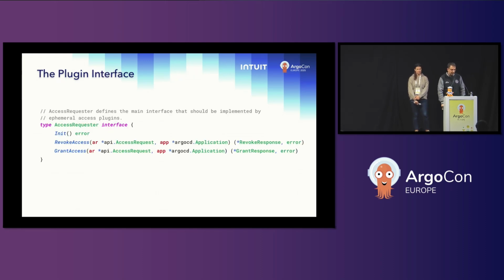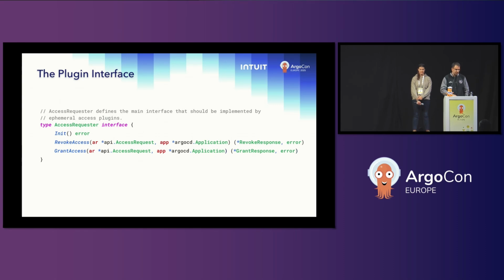Okay? So what is a plugin behind the scenes? A plugin is an implementation of this interface that I'm showing you here. It's a Go interface. A plugin needs to be implemented in Golang, where there are 3 operations, where the 2 on the top are not mandatory. Those are optional. So init can be used to initialize some clients. You can use it to inject some dependencies in your plugin. This is called only once the ephemeral access controller is initialized.